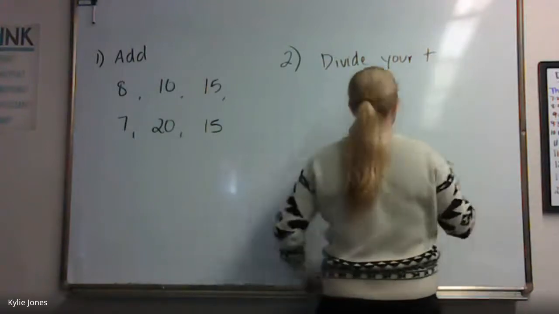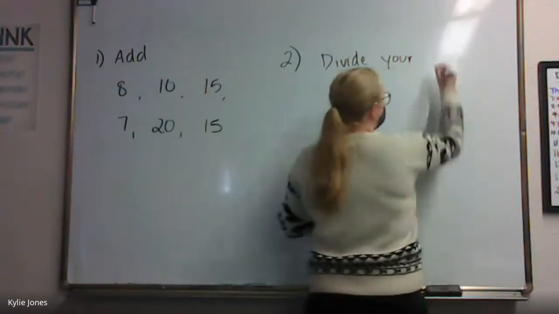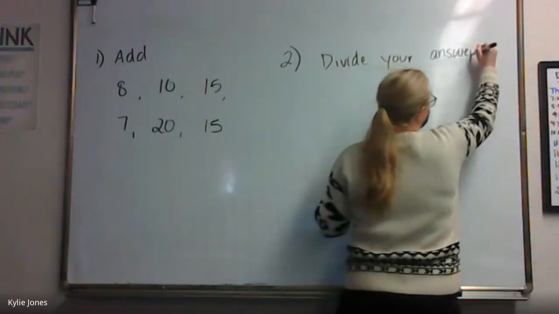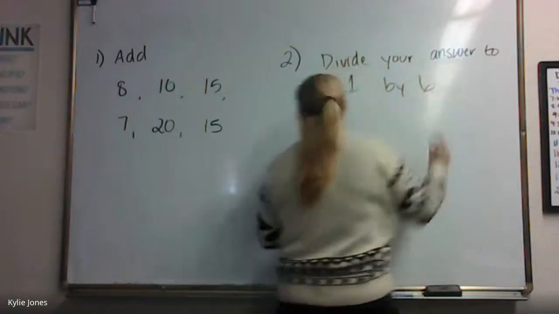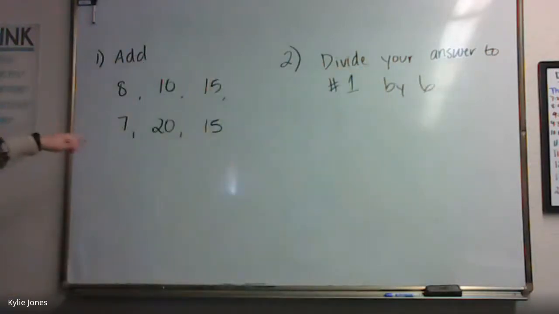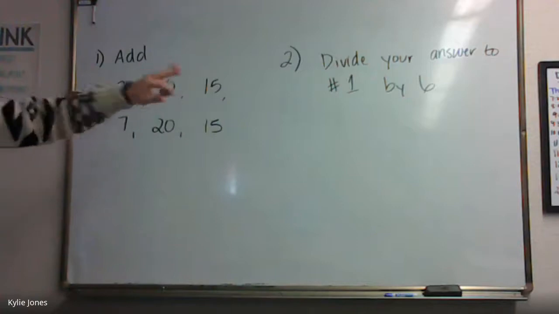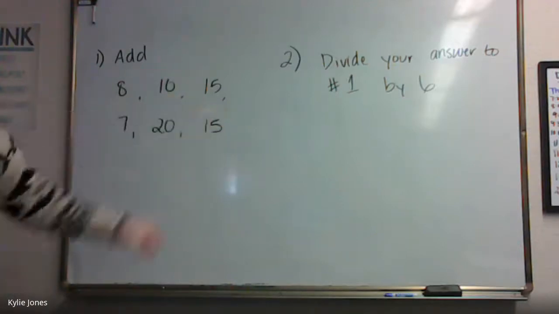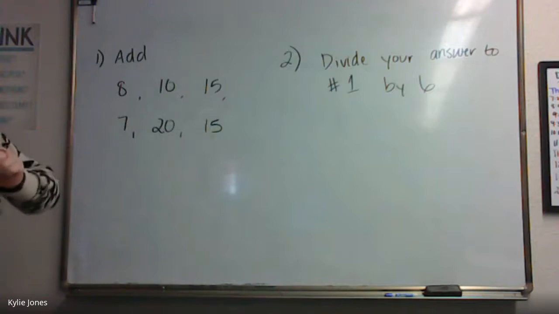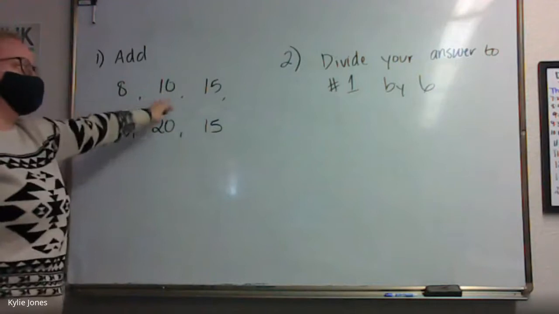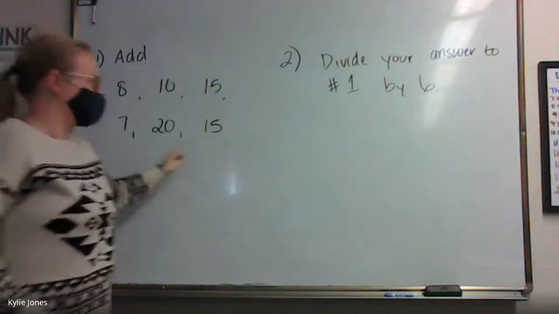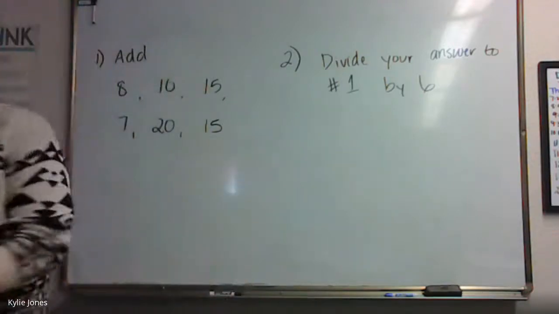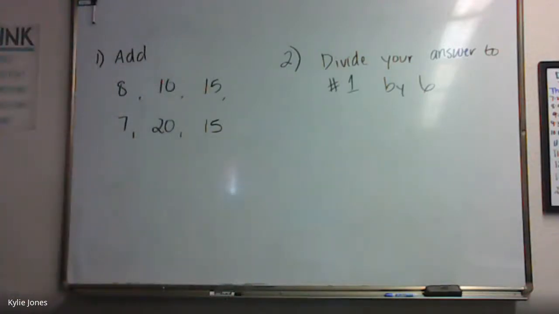Okay, let me write that correctly. Okay, so first step, add your numbers together. Second step, divide whatever number you got by 6. Okay? Add these numbers and then divide it by 6 for number 2. So just 2 steps to a problem here. Add the numbers up and then divide that number by 6. So I'll give you about 5 minutes on this.